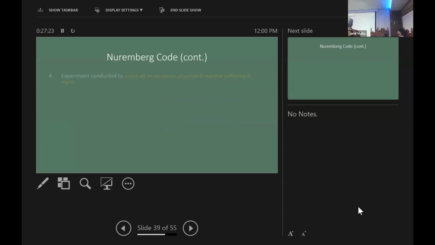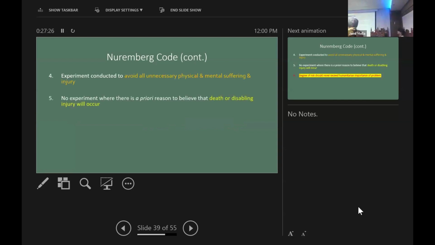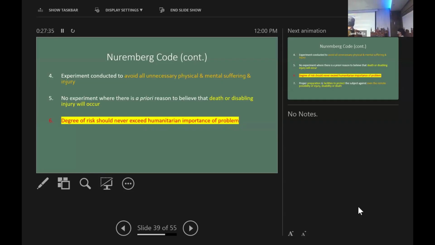And now the fourth code is it should avoid all unnecessary physical and mental suffering of the participants. No experiment should be done if there is prior evidence that there can be death or disabling injury. Degree of risk, please remember this. Whenever you are conducting some research, there is always some inherent risk. The degree of risk should be less. Degree of risk should never exceed the humanitarian importance of the problem. So the risk can never exceed the benefit. Risk should always be less than benefit. Then only you are allowed to undertake that experiment.